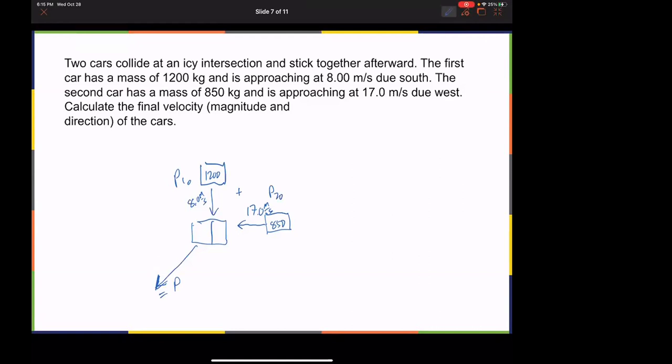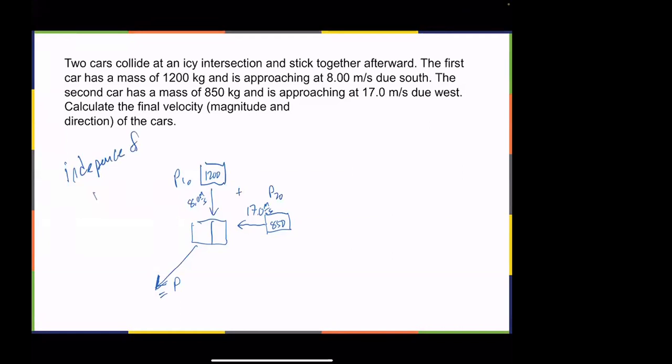Now notice that this is two-dimensional. Remember from chapters 2, 3, and 4, we have independence of motion. So you can't just add them together. You can't just take 1,200 times 8 and 17 times 850 and add them together because it's in two dimensions. You have to find Px and Py. Does that make sense?